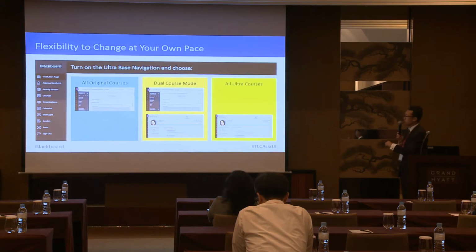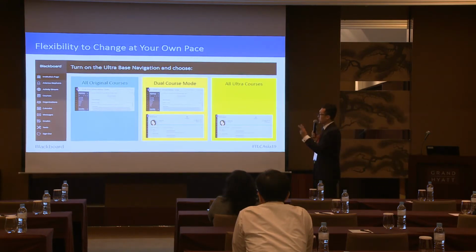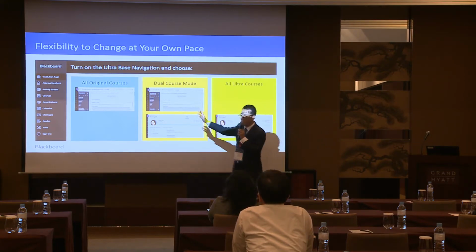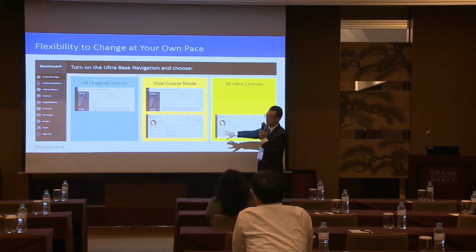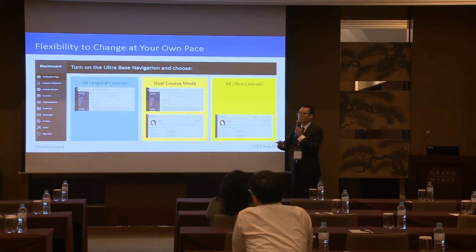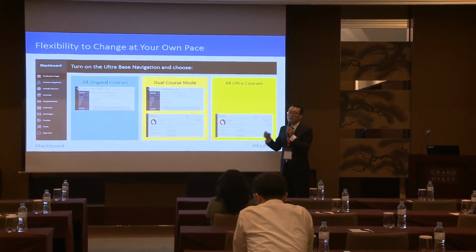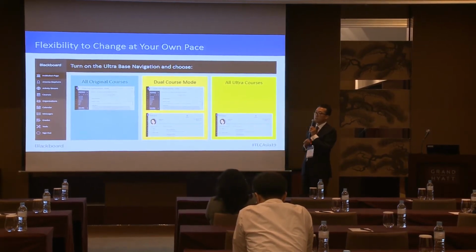I already mentioned this. If you move to Blackboard Learn SaaS, you can choose 3 options. After you move to SaaS, you can keep original as the default, as the way you are doing right now, or you can choose the dual course mode, where some of the courses are in original and some courses are in Ultra, right? Or you can switch all your courses to Ultra for the instructors and the users to use. So this is based on your preference, okay? Based on your own pace, right?